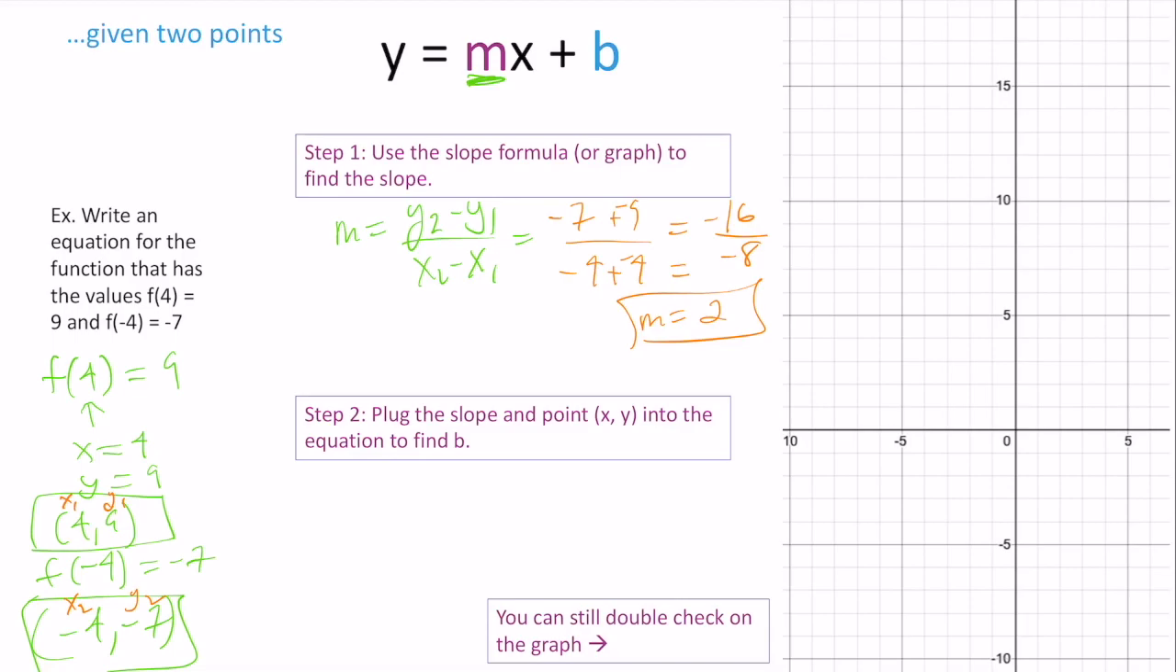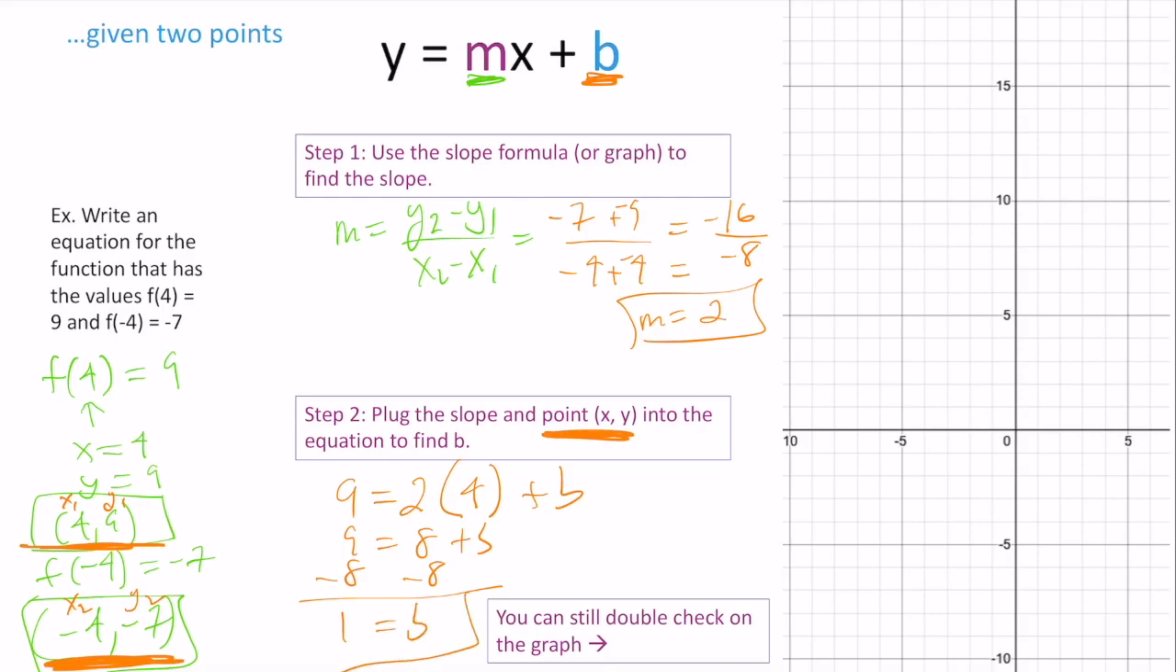And now all we have to find out is our y-intercept. So we're just going to plug that slope in, and one of the points. You can pick either one here, your 4, 9, or your -4, -7. I'm going to pick the 4, 9 because I like working with 2 positives, right? So for my y, I'm going to plug in 9. The slope is 2. The x that matches with 9 is 4. And we don't know b. That's what we have to find out. So we know that 9 equals 8 plus b. Subtract 8, and we get 1 equals b. We have our y-intercept, and we can plug that in, and we're all set.